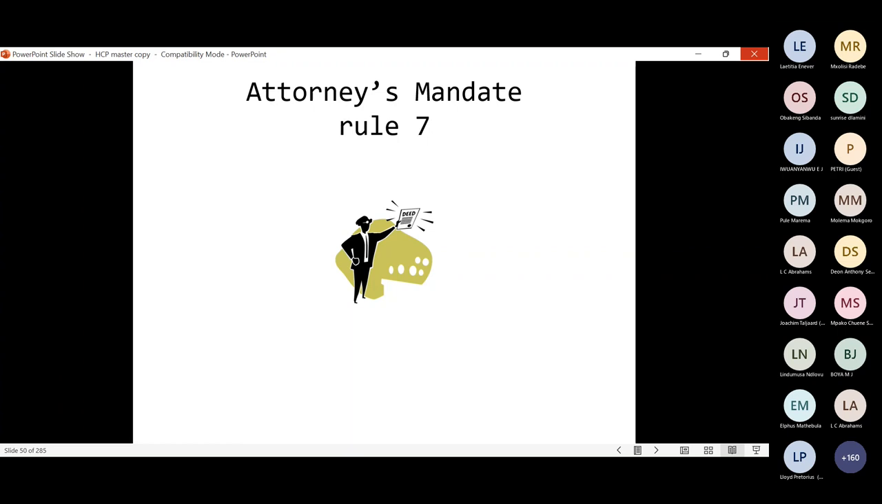I wanted to find out, what if the client moved? Let's say maybe the client is no longer residing at that address and the Section 129 letter was sent to that address. What is the client's recourse?